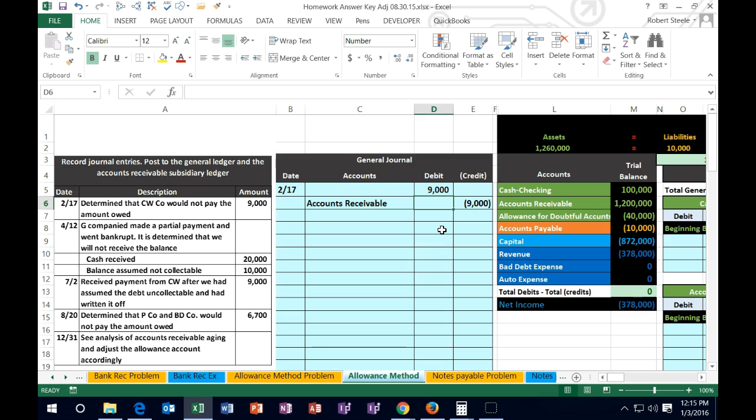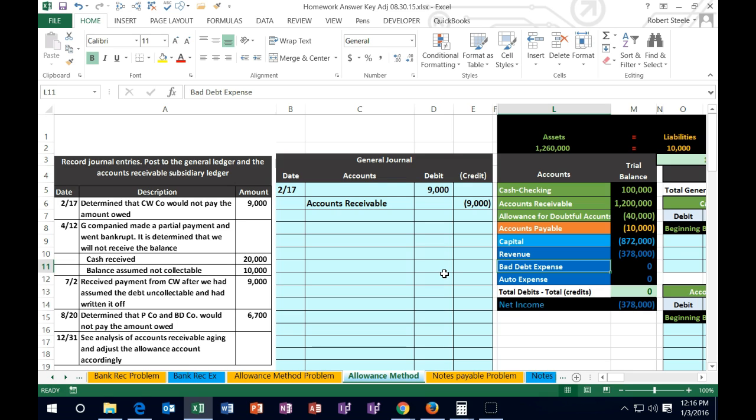Normally, of course, we would get cash in this situation, and we would be debiting cash, but we didn't get any cash. So under the allowance method, we are going to debit the allowance for doubtful accounts. Notice what we will not be doing is expensing it at this time. Under the direct write-off method, we would be expensing it as bad debt expense at the time it was written off. Now, why are we doing this?